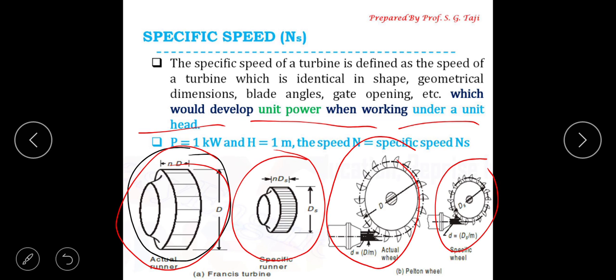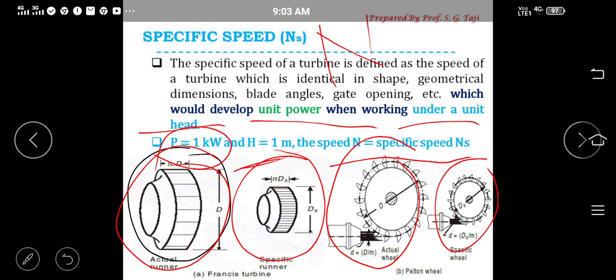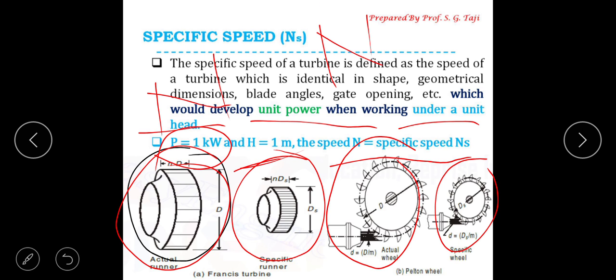That means P is equal to 1 kilowatt, that is power, and H is equal to 1 meter. The speed N is then considered as specific speed Ns. That's all the difference. Speed is denoted by capital N; specific speed is denoted by N suffix S. When can we write Ns in place of N? When P is equal to 1 kilowatt and H is equal to 1 meter. That is net head or effective head. Remember. Okay. We shall continue.